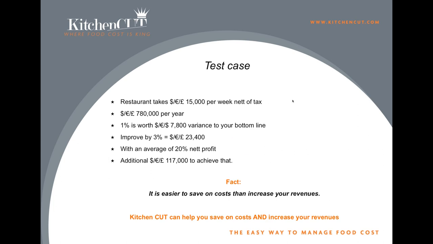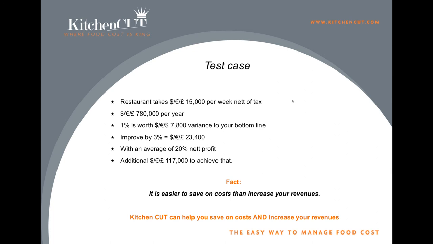Here's a test case. This is an example. I've rounded up the figures, but this is an exact example of one of our members that we were working with and continue to work with. This restaurant takes £15,000 per week net of tax, which is a £780,000 business. So it's a good business, but not huge. So 1% of that value is 7,800. If you can improve that by 1%, you can have an additional 7,800.